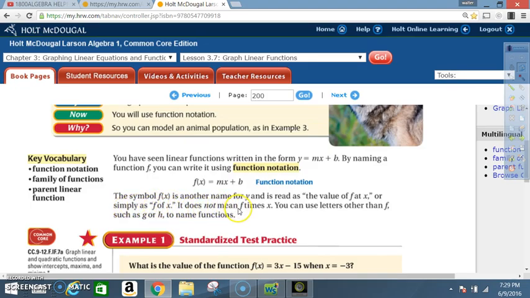It does not mean f times x. You can use letters other than f, such as g or h, to name functions. So in other words, it can be read as g of x or h of x. Once again, f of x is equal to mx plus b.